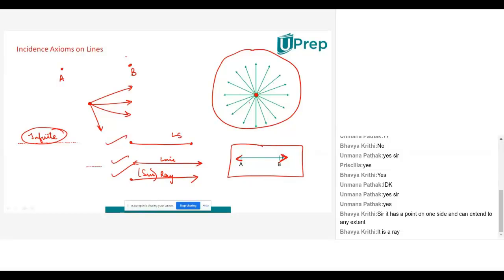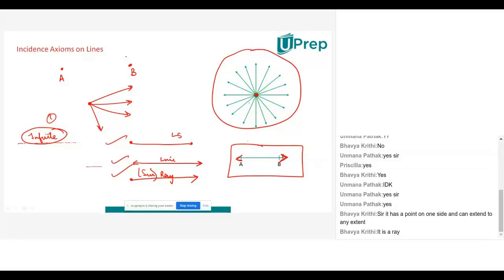And if I take 2 points, point A and point B, guys, can you tell me how many lines can pass through these 2 points? Anyone? Sir, one. Anyone with any other answer? I've got one as an answer. Anyone with a different answer? Can you hear me, guys? Sir, rays.